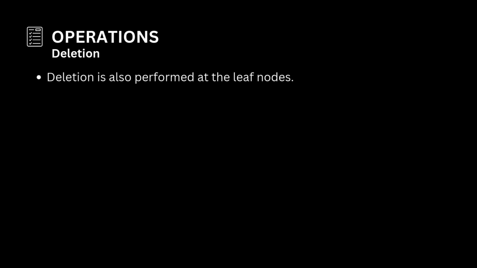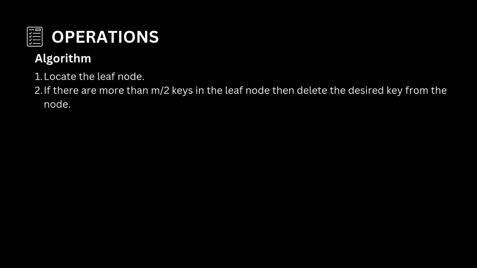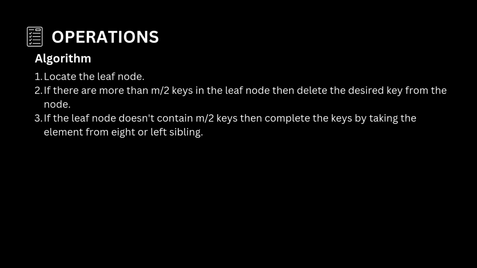Deletion is also performed at the leaf nodes. The node which is to be deleted can be either a leaf node or an internal node. This algorithm needs to be followed in order to delete a node from the B tree. First, locate the leaf node. If there are more than m/2 keys in the leaf node, then delete the desired key from the node. If the leaf node doesn't contain m/2 keys, then complete the keys by taking the element from the right or left sibling.